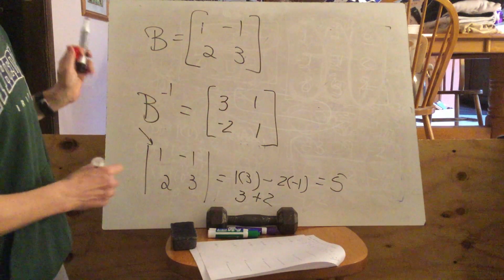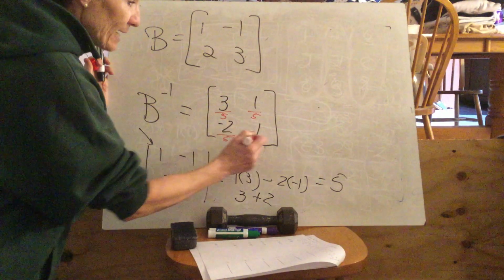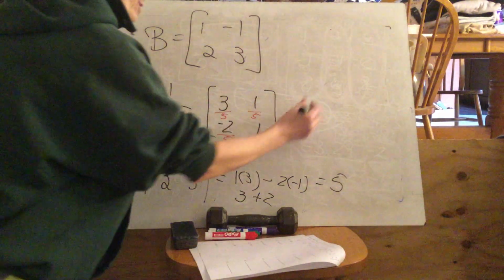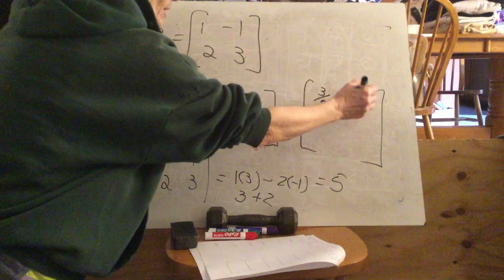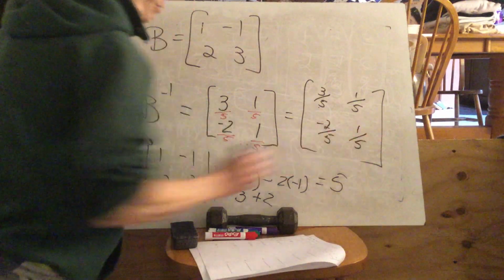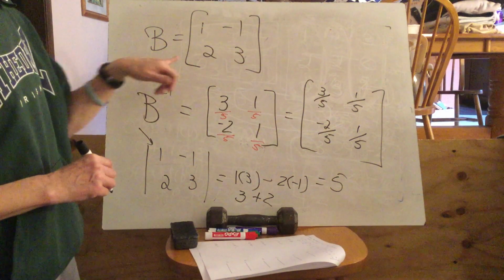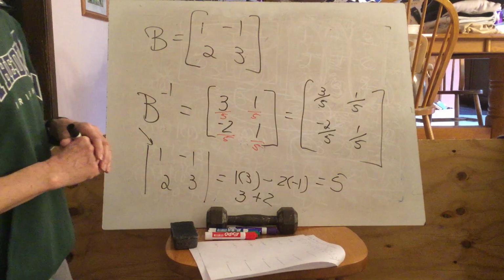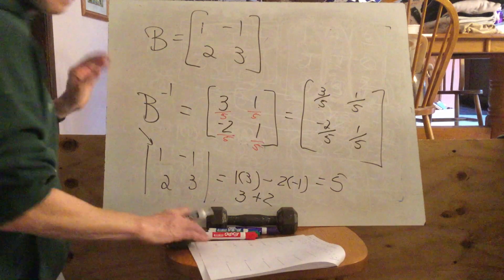Then, once you've made that new matrix, you just take every number in it and divide by the determinant that you got. So, your final answer then is 3/5, 1/5, negative 2/5, and 1/5. That is the inverse of matrix B.